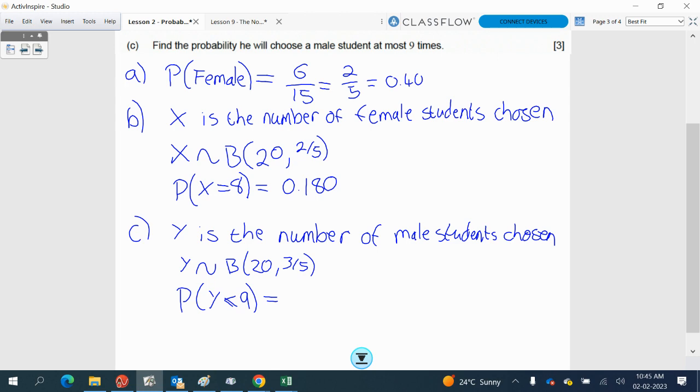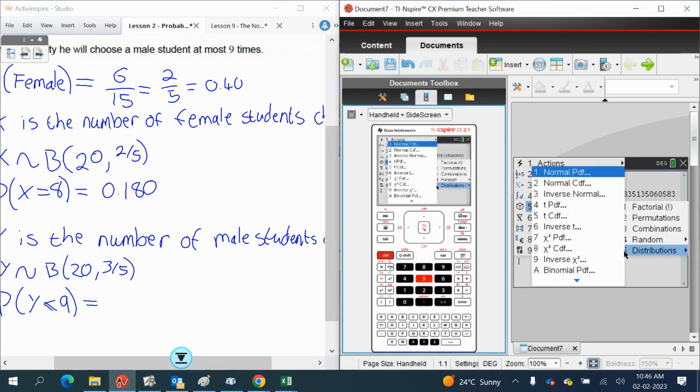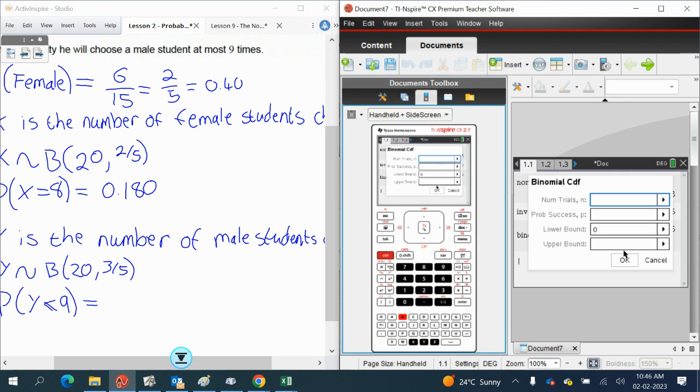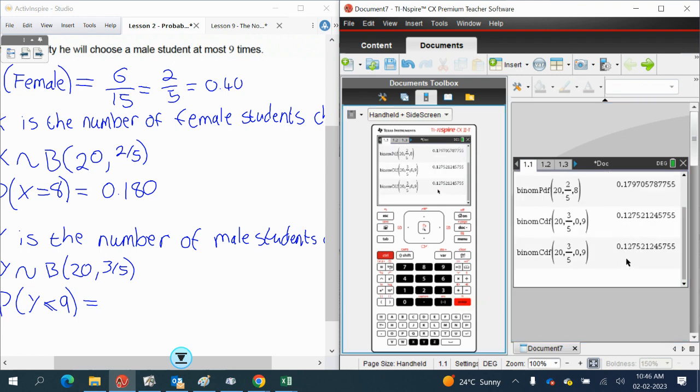So now we can just switch to the calculator. Menu, 5, B. Set number of trials is 20. Probability of success is 3/5. Lower bound is 0. Upper bound is 9. And we get 0.128.